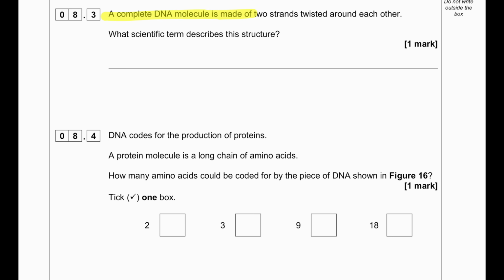A complete DNA molecule is made of two strands twisted around each other. What scientific term describes this structure? So basically, when the two strands are twisted together, we call it double helix.